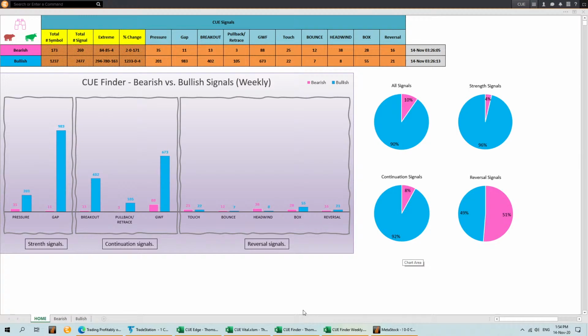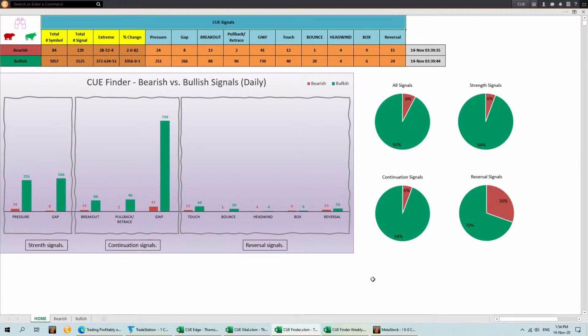Friday the market went up. If we looked at Q edge, it went up a lot, and I would expect the same thing from Q finder daily. That is Friday's picture. 92% of all signals bullish, 94% of strength signals, 94% of trend continuation signals, and even 70% of reversal signals are bullish. When the finder pictures are like this, I am reluctant to take short trades.